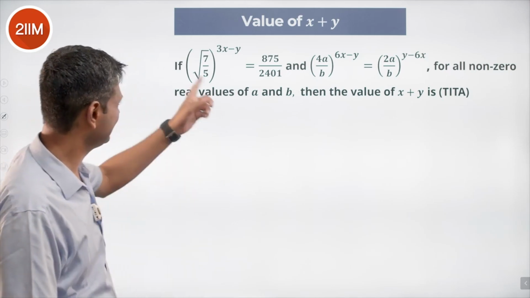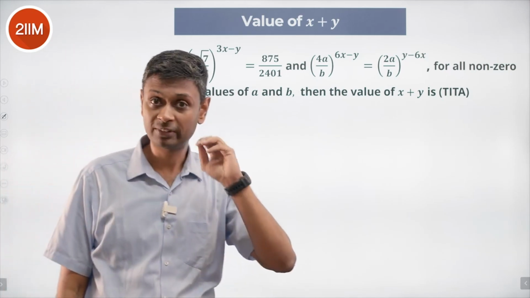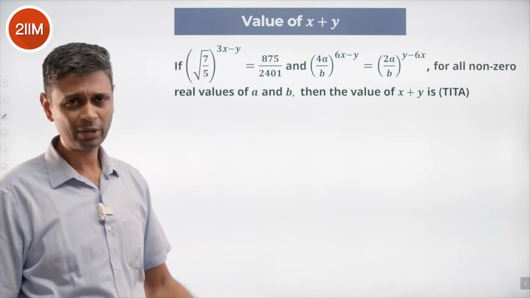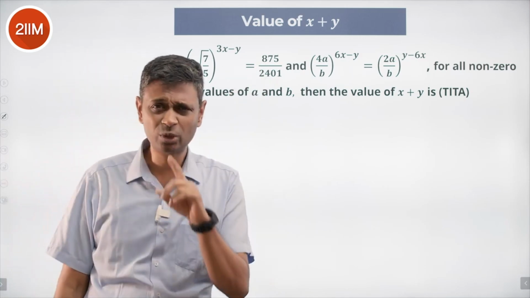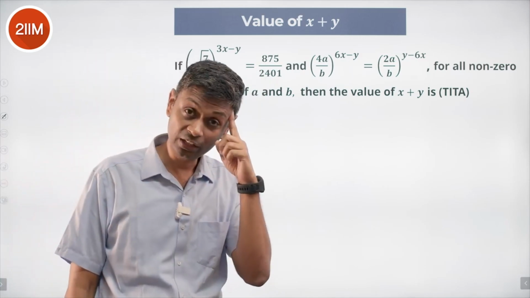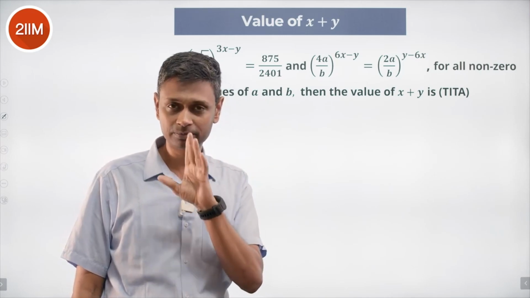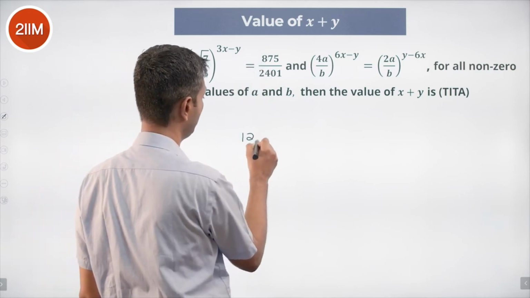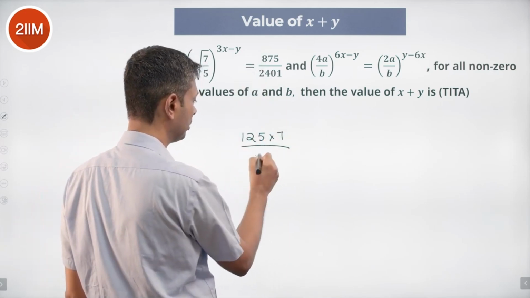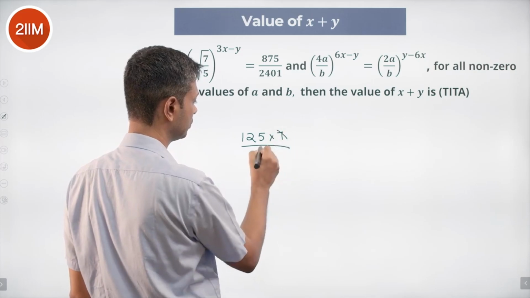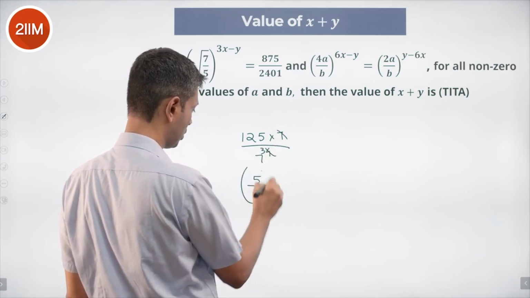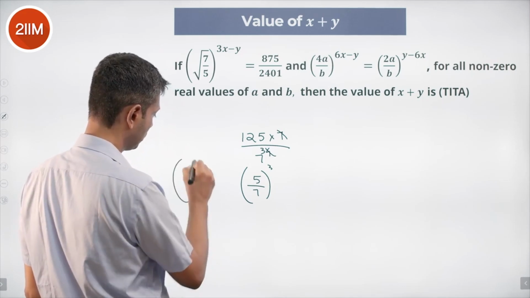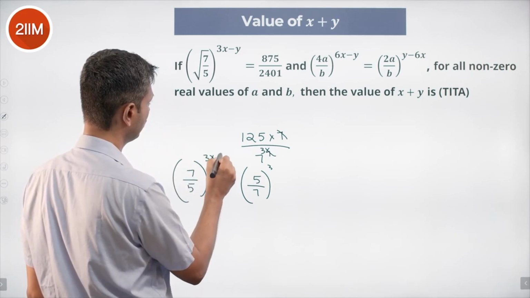I know 2401 is a power of 7. That really helps. 49 squared is 2401, so this is 7 power 4. I was looking for 875 being a power of 5, which it was not. But 875 I know is 1000 into 7 by 8, and so this number can be written as 125 into 7 by 7 power 4. Or this is (5/7)^3 equals (7/5)^((3x−y)/2).